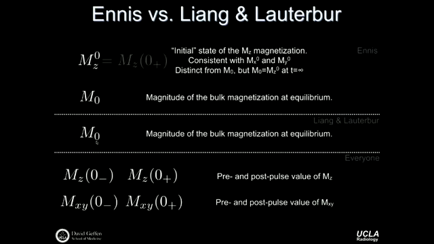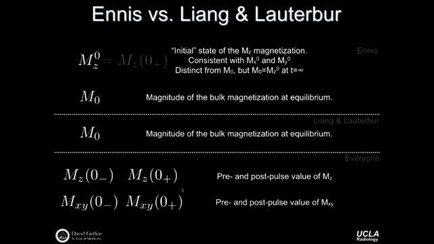Sorry, Lauterbur does not use the M0 term. He uses the MZ0. You won't find M0. This should have been MZ0. That's frustrating to me, to have mistakes like that. But the bottom line, this should be MZ0. And he uses that to stand in as the magnitude of the bulk magnetization at equilibrium, whereas I'm using a fixed value of M0.